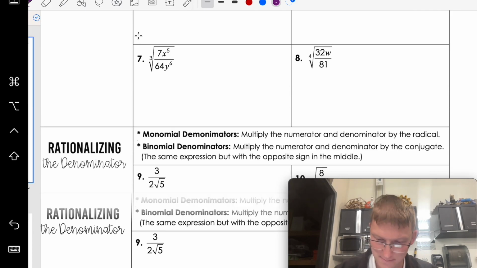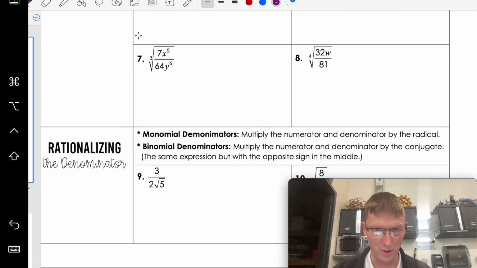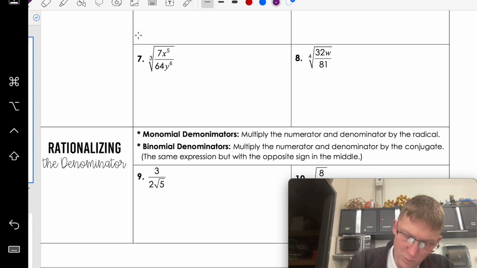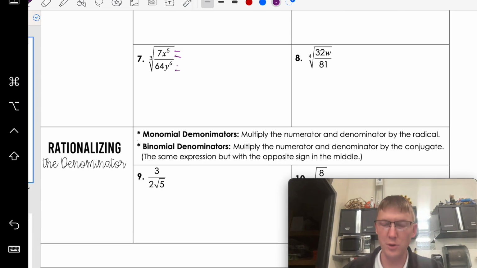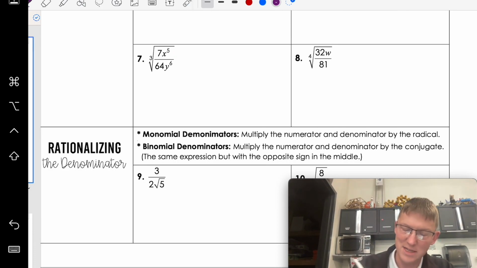Done. So number 7 gets to be a little interesting because if we just immediately take 7 divided by 64, you're going to get a decimal point. That doesn't really simplify in any meaningful way. So what we've got to do is simplify the top and simplify the bottom using our cubed radical techniques. So 7 is not a perfect cube, so we're going to leave 7 underneath the radical sign.